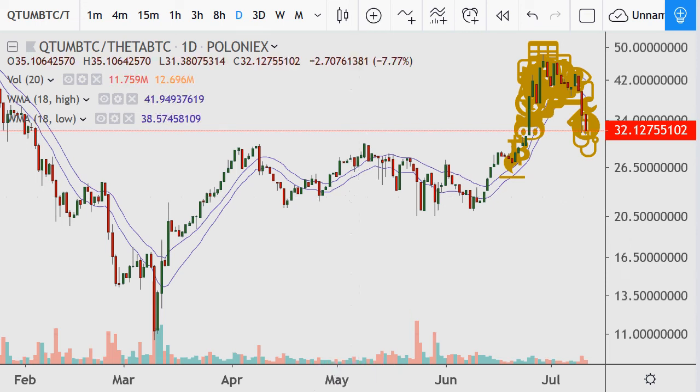Hello and welcome. Let's take a look at QTUM and Theta, mainly talking about ratio trading. And I'm going to use QTUM and Theta.